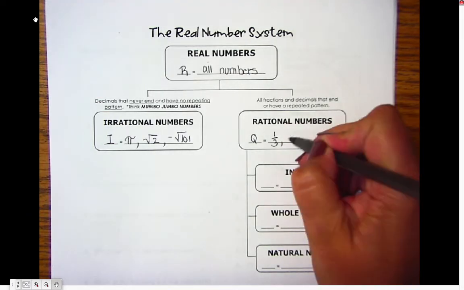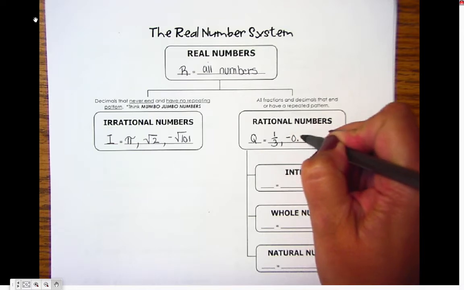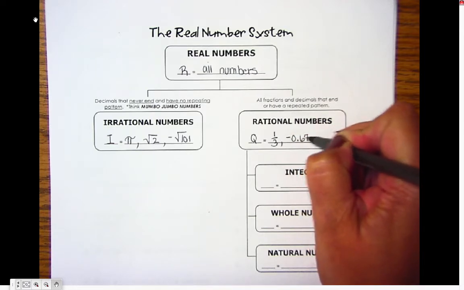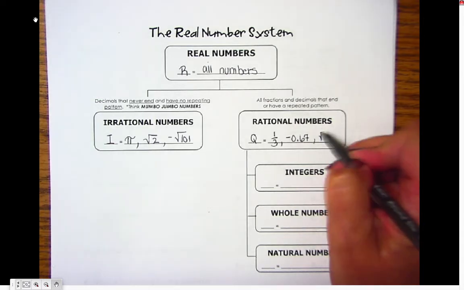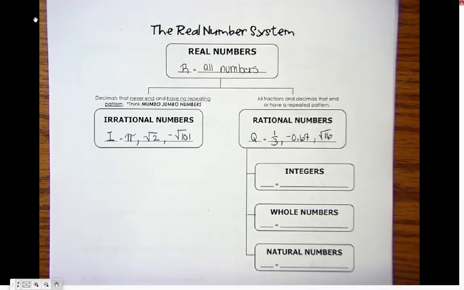And then something like negative 0.67 or negative 67 hundredths. That decimal ends, so it is a rational number. And then something like the square root of 16. The square root of 16 is 4, so that is a number that ends, so that would be a rational number. Underneath that, we have categories.